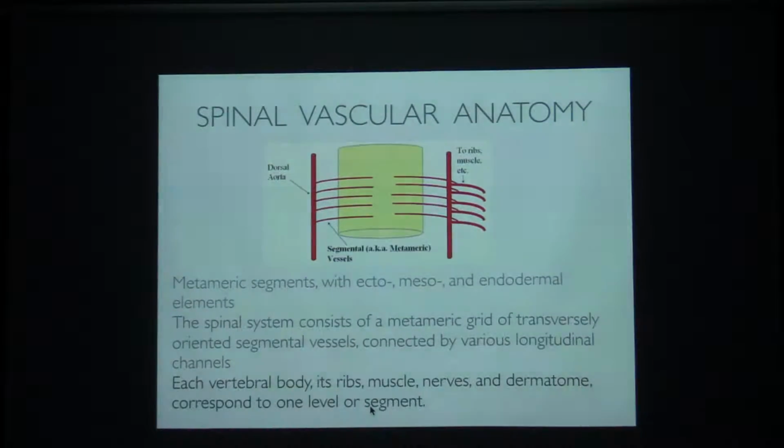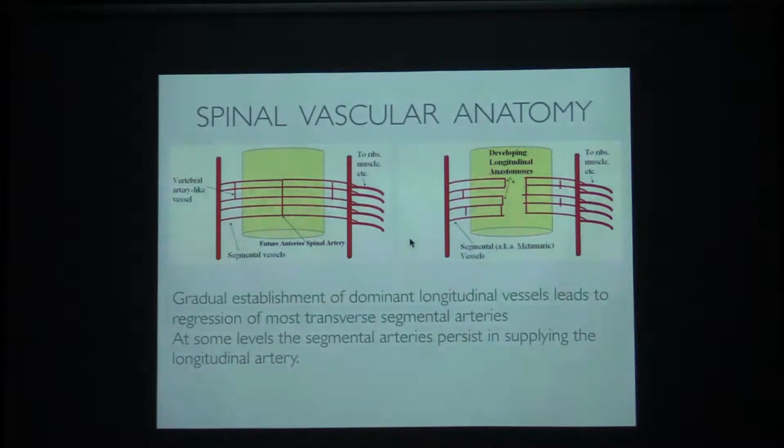So in the embryo, like in the beginning of everything, we have the dorsal and the ventral aorta, and then we have those segmental arteries going to this tube that is growing, the fetus and the neural tube and everything. And with time, there is gradual establishment of dominant longitudinal vessels that will lead to regression of some of the segmental vessels. So now we have more longitudinal vessels going along this creature or neural tube or whatever, and we have less and less segmental arteries going all the way to the center. And at some level, the segmental arteries persist in supplying the longitudinal artery.